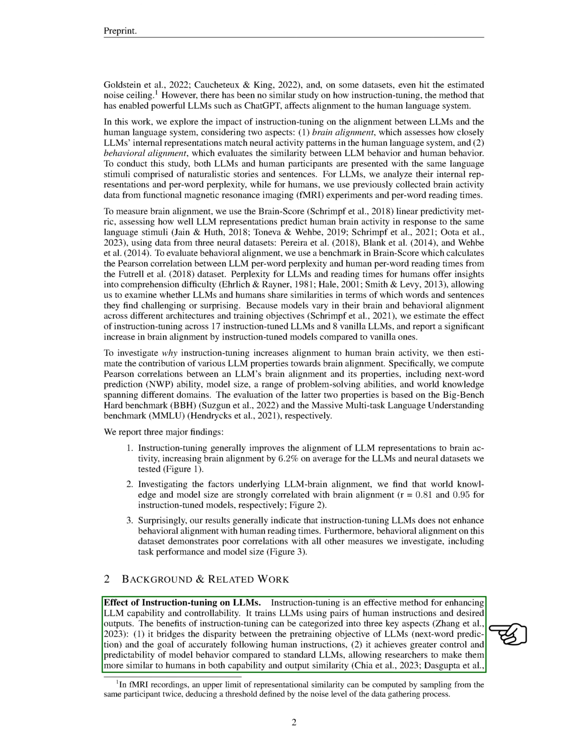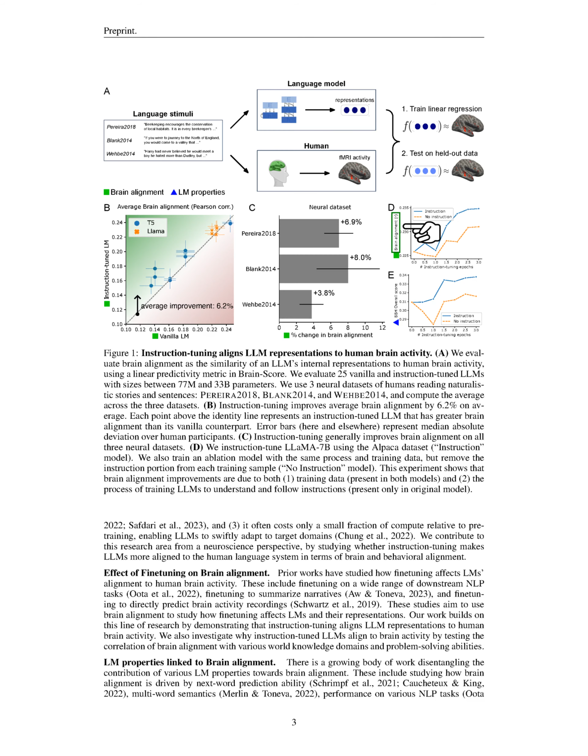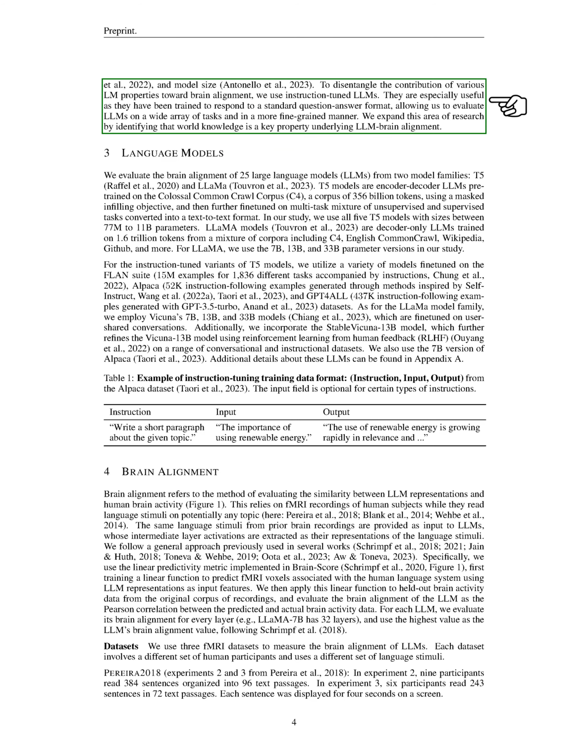In conclusion, instruction tuning is an effective method for enhancing the capability and controllability of LLMs. It trains LLMs using pairs of human instructions and desired outputs, and it often costs only a small fraction of compute relative to pre-training. Our research contributes to this area by studying whether instruction tuning makes LLMs more aligned to the human language system in terms of brain and behavioral alignment. We also build on previous research by demonstrating that instruction tuning aligns LLM representations to human brain activity and by identifying that world knowledge is a key property underlying LLM brain alignment.